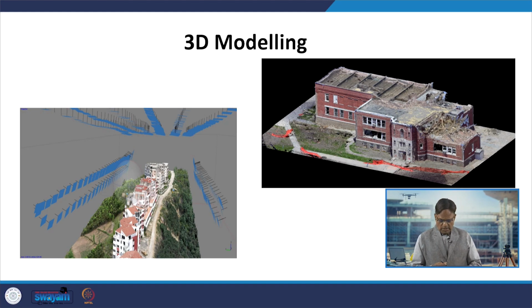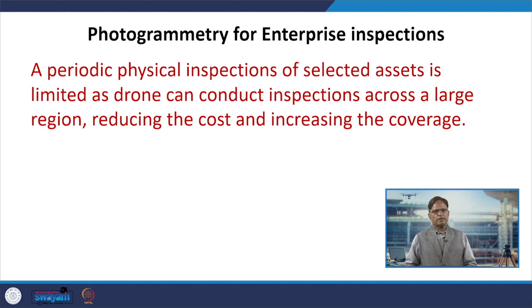For example, here a 3D model of the buildings on the hilltop and an isolated model of the 3D building have been created, and these kinds of models are also very useful if we have to carry out retrofitting work and if something is damaged during a disaster activity. Then photogrammetry has been used for enterprise inspection.